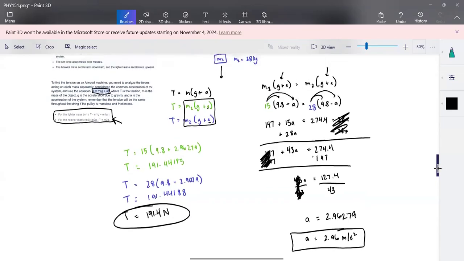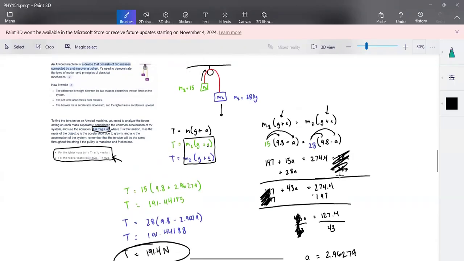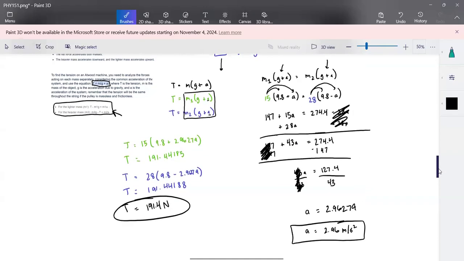So that's it for this question. If we have this particular system with these weights, these masses, we can find the acceleration, we can find the total tension, and that's it.